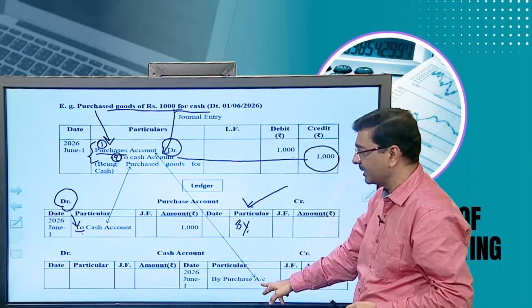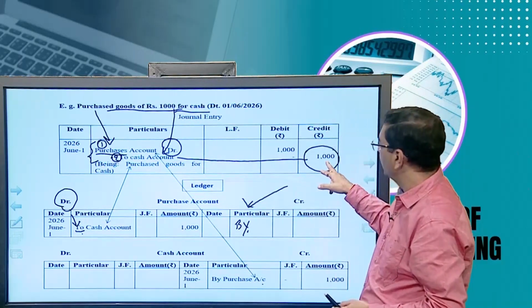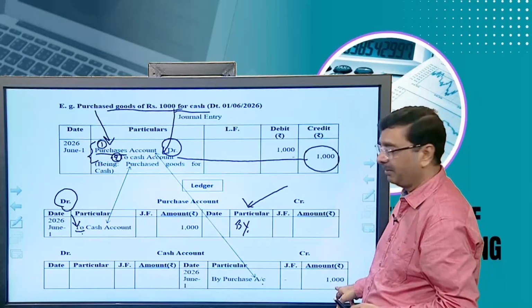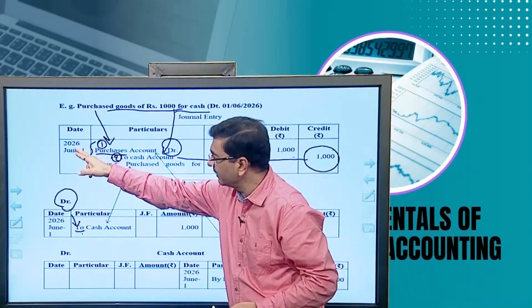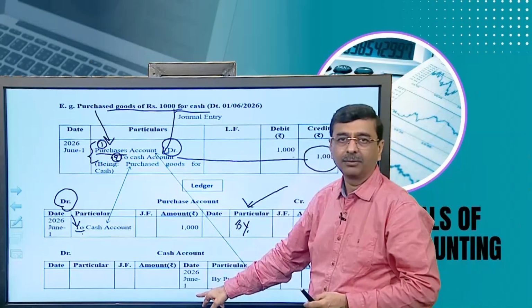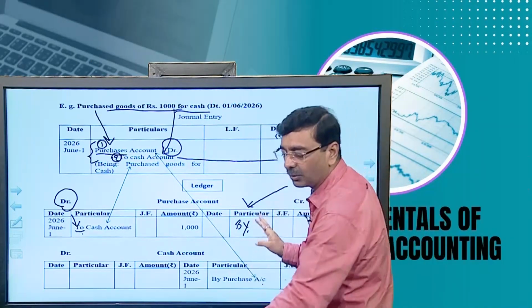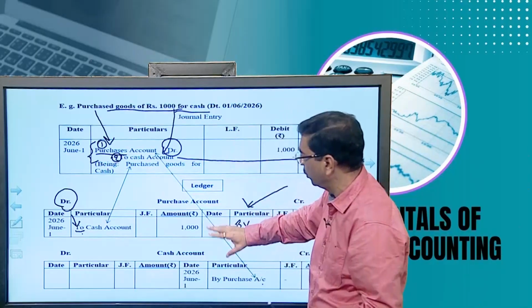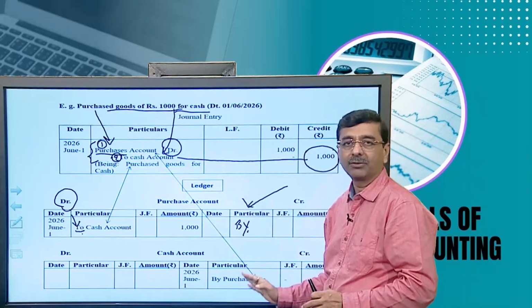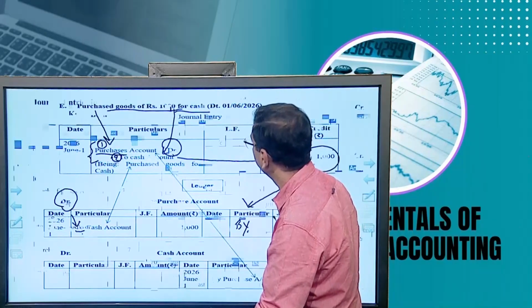So 'By purchase' in the cash account. In front of the cash, how much is written? 1000. So 1000 will be written here. The date is the same date on which the transaction and event took place. So this is the posting. This is called the ledger posting. In the ledger book, there are 2 accounts, and both these transactions were posted in these accounts.